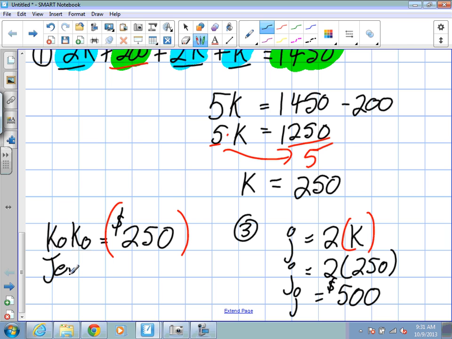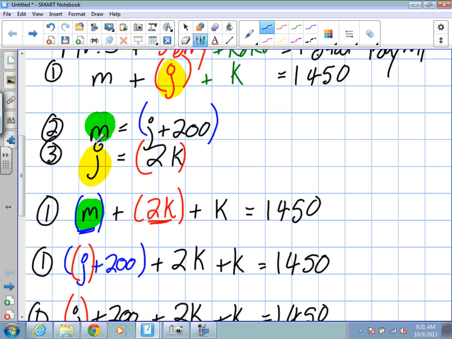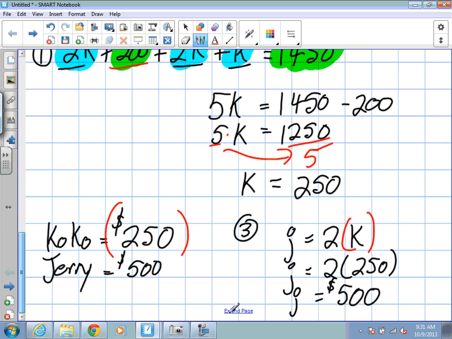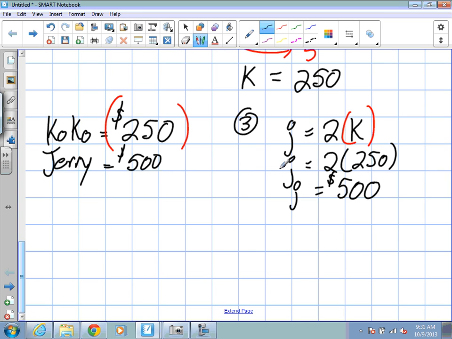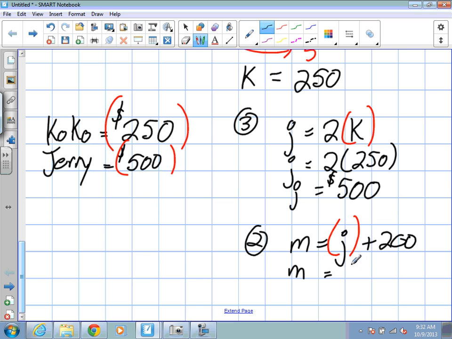Now that we know how much Jerry makes, can we figure out how much Mr. Skivington makes? Let's go back up. That's right. We can replace in equation 2 Jerry's pay. So let's go down. Equation 2 said that Mr. Skivington made what Jerry makes plus $200. So let's replace Jerry's pay with $500. Mr. Skivington makes 500 plus 200. How much does Mr. Skivington make?